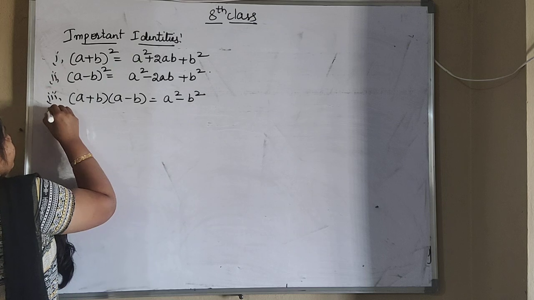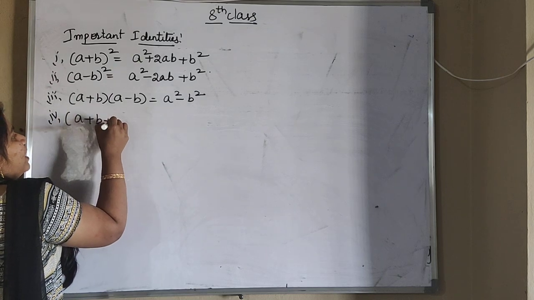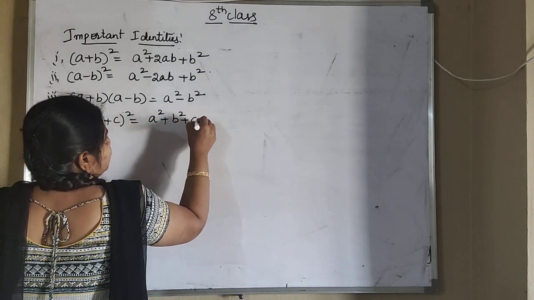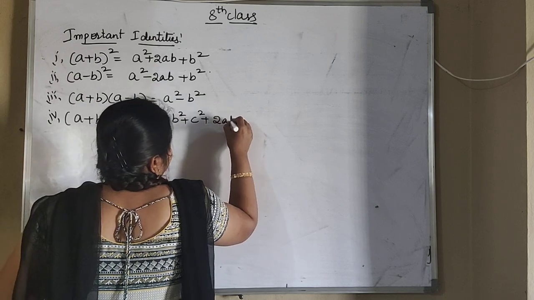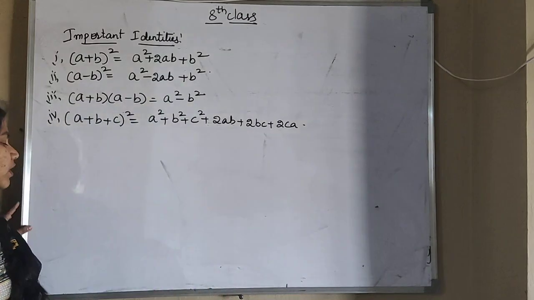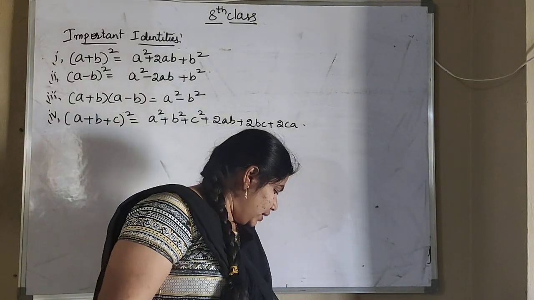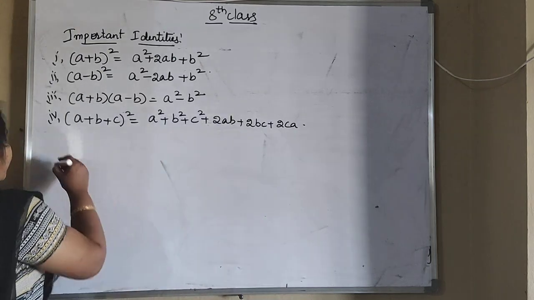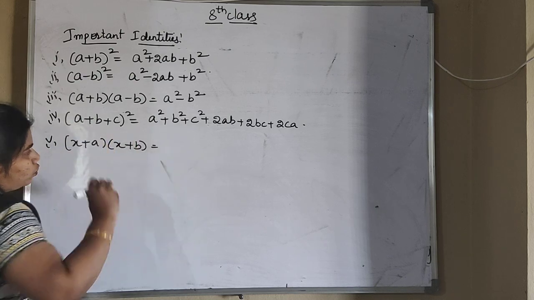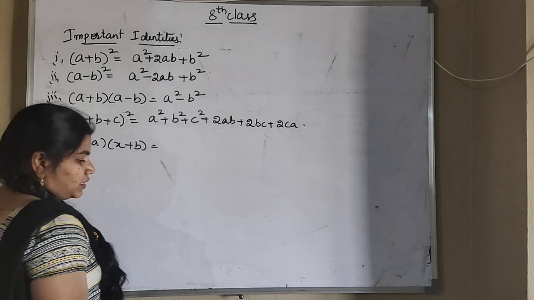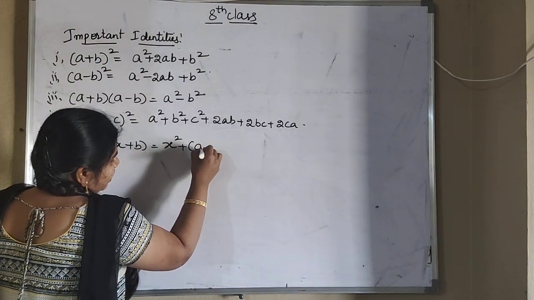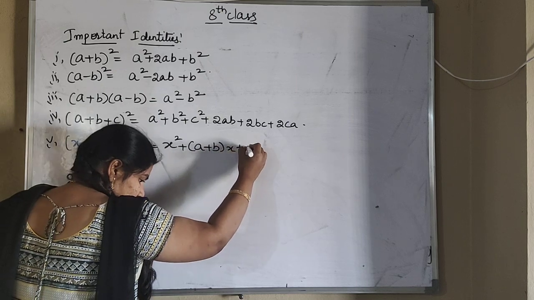And the fourth one is what? (a plus b plus c) whole square is equal to a square plus b square plus c square plus 2ab plus 2bc plus 2ca. So this is our fourth identity which we will use in the next exercises. And the last identity is (x plus a) into (x plus b) is equal to x square plus (a plus b) into x plus ab.